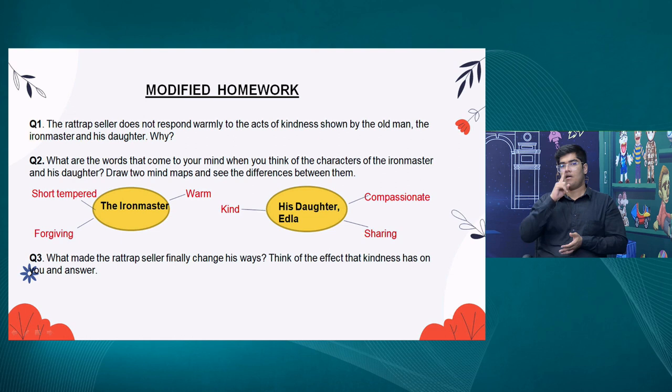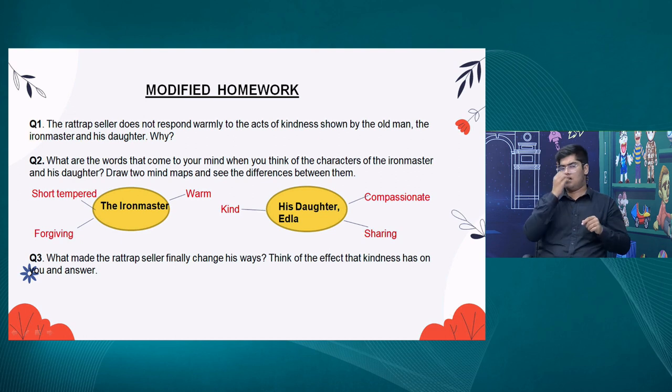Then, when you think about Edla, his daughter, what are all the words that occur to you? So, she's compassionate, she's sharing, she's generous. Yes. She gives her father's suit in which he's dressed to the rat trap seller as a Christmas present. So, she's also generous and she's kind. So, all the words that you can think of, draw mind maps and then see the differences between these two characters. And then if you are able to, you can try to write it in the form of a paragraph. But a mind map is a very helpful way of starting.